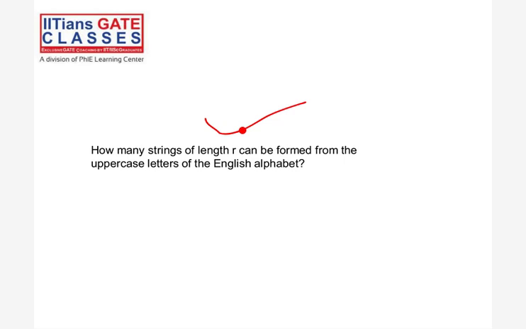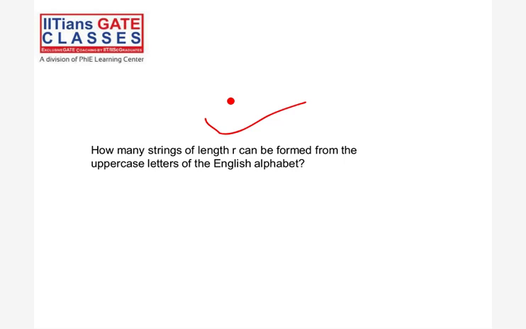26 PR. How many strings of length R can be formed from the uppercase letters of the English alphabet? Repetition allowed or not? See, actually, this question in itself is a complete question.